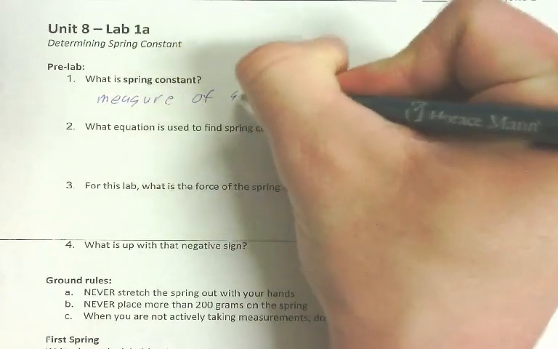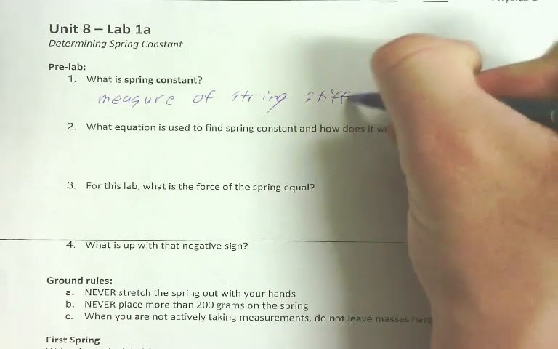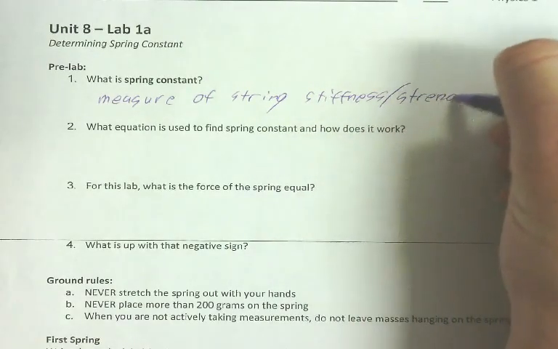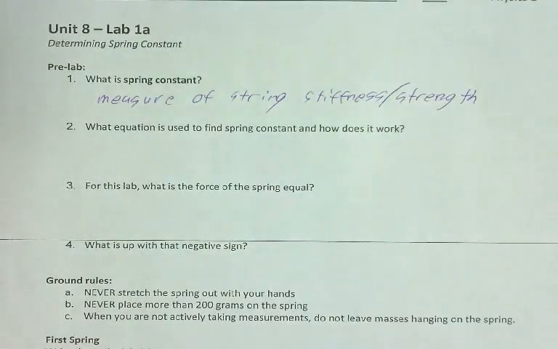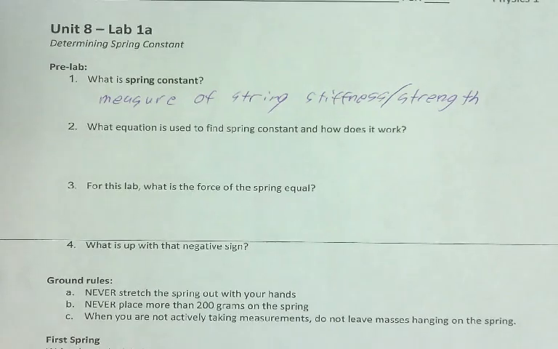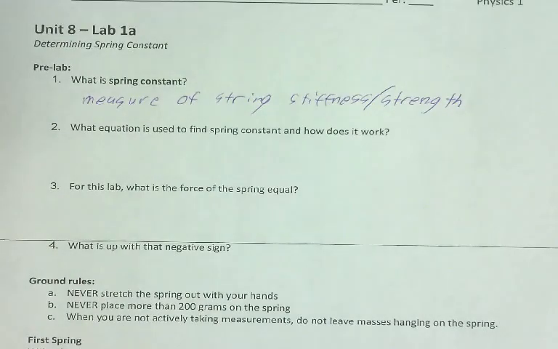of spring stiffness / strength. So it's a numerical value that tells you how strong a spring is. If a spring constant is small, it means the spring is weak. Okay? Slinkies have spring constants of around like 1 point something. And that's because slinkies are not particularly stiff. They're not particularly strong. Okay?